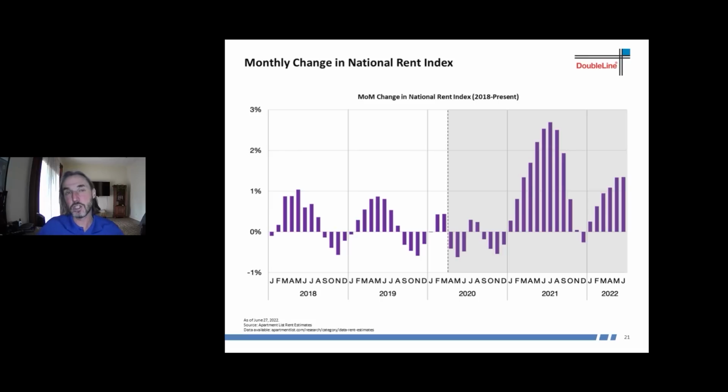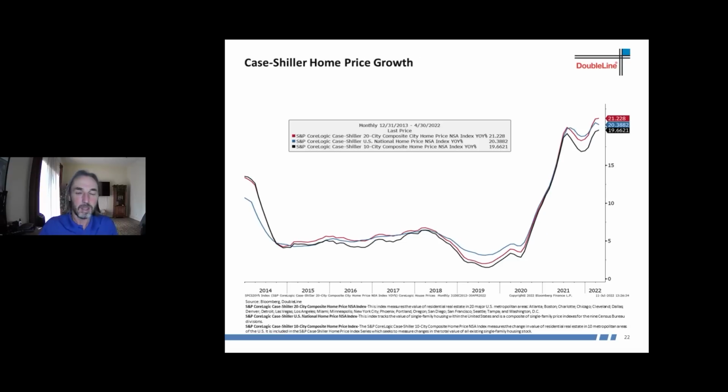So this will continue to put pressure on what's called the owner's equivalent rent. So there's rent and owner's equivalent rent in that marketplace. The owner's equivalent rent will be tied more into the housing side. We all know the story behind housing. Housing continues to print extremely elevated levels in terms of its year-over-year price growth. We do not think this is tenable.